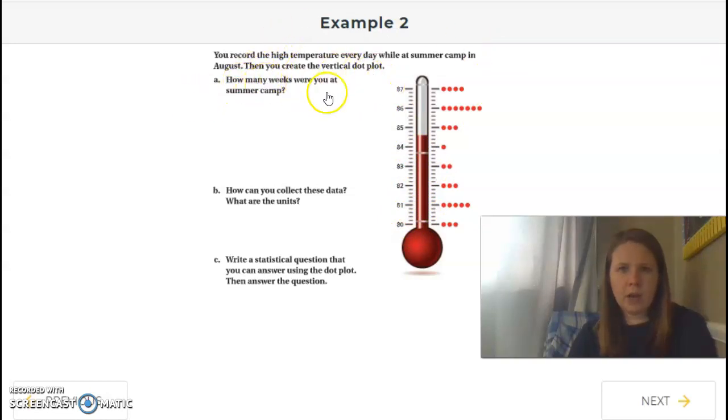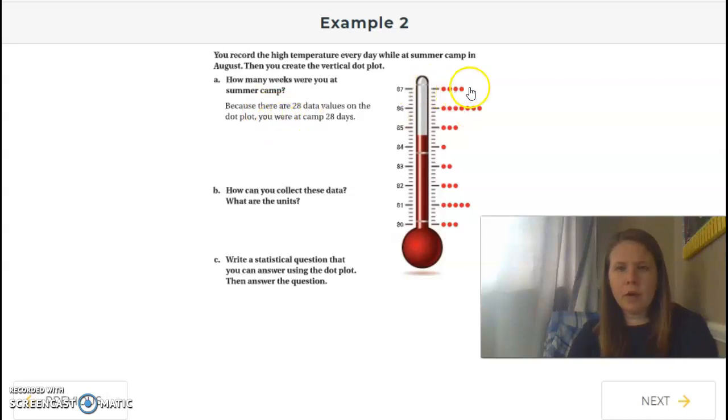So my first question, how many weeks were you at summer camp? So the way you're going to figure this out is because it's every week. Tricky question here. So every day you decided to record the temperatures at camp. So your biggest thing is you're going to have to count up all of these dots, okay? That will tell you how many days. But remember, the question is asking how many weeks. So we're going to have to convert it to weeks, okay?